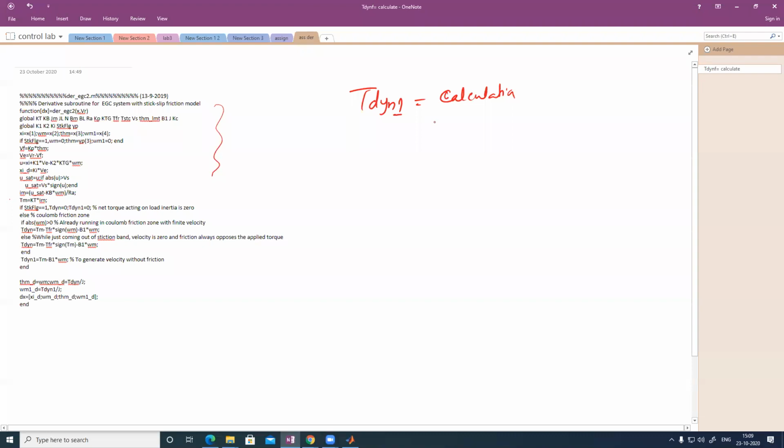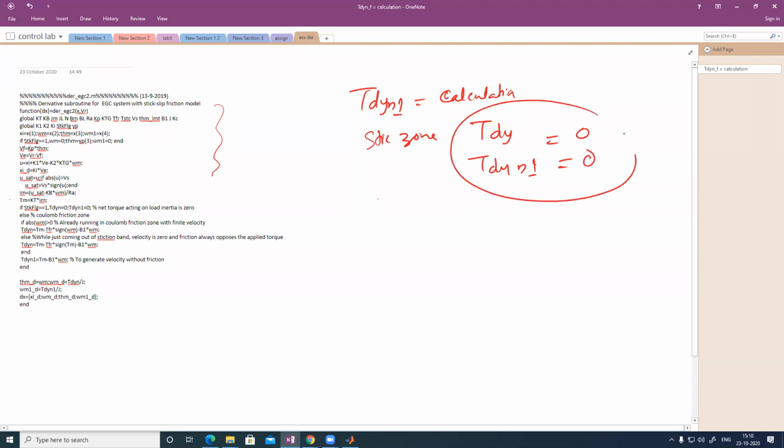So if the stick flag is 1, that is, if it is in the stiction zone, then you have to make T dynamic and T dynamic 1 as 0, because no torque is acting on it. It is in the stiction zone. So if the stick flag is 1, these two values will be 0.